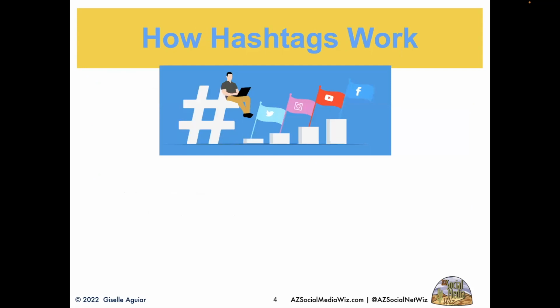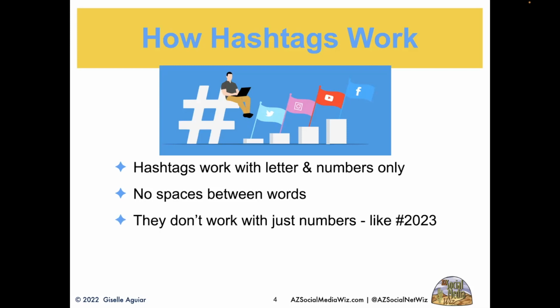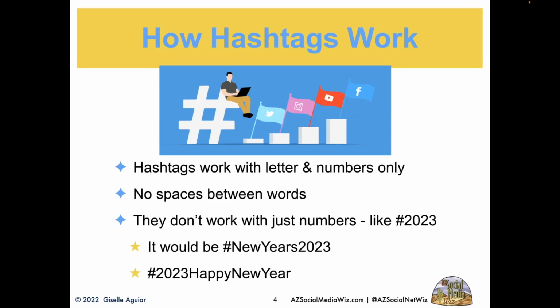In general, hashtags work with only letters and numbers. Okay, as soon as you add a symbol or a space or another character, it ends the hashtag. And so no spaces between words. They don't work with just numbers like hashtag 2023. That doesn't work. That's just a number. So it would be like hashtag New Year's 2023 or 2023 Happy New Year. So you always have to put numbers with letters all together.